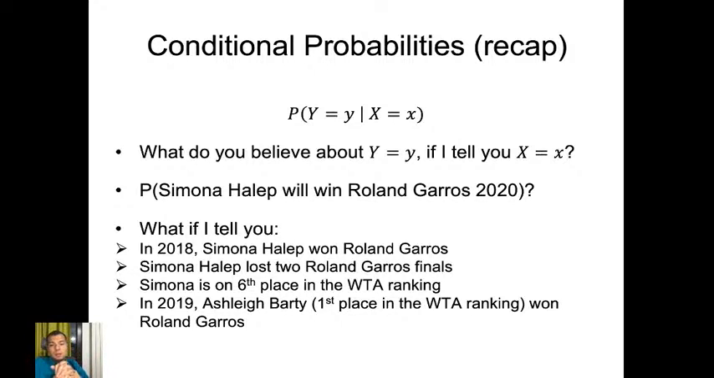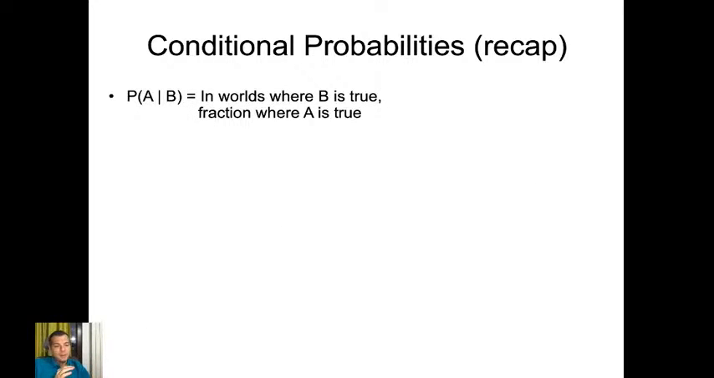Yeah, so this is a rough estimation, but still it gives you a better idea than just making a random guess, right? So I can say for sure that she has a better probability of playing or winning Roland Garros than I do, because I'll probably never get the chance. So of course, we have some conditional probabilities that we want to use.